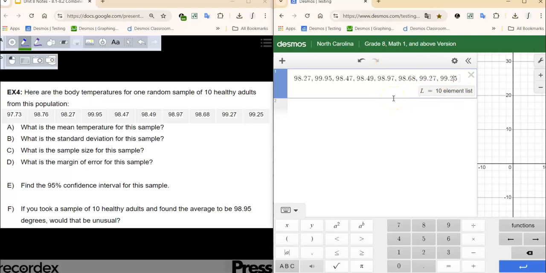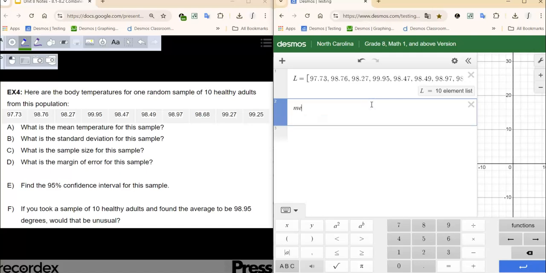I hope I have typed them all in correctly. That's one of the biggest challenges here, is making sure you type everything in correctly. We'll double check back through. 98.7, 98.9, 98.97, 98.68, 99.27, and 99.25 looks right.